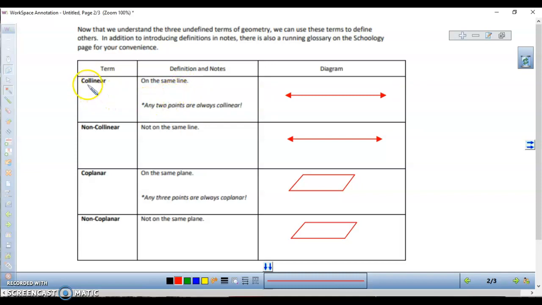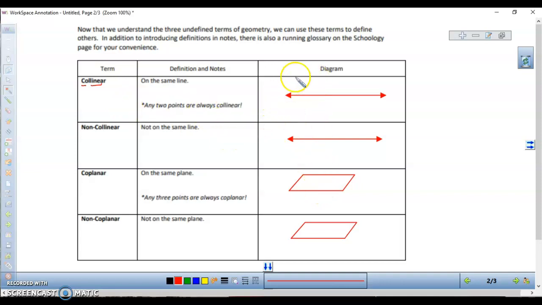All right. So collinear, if we break this word up and think about it, co means same, like for instance, co-ed, like a co-ed dorm, you know, boys and girls living in the same dorm. Co-workers, workers at the same place. So co is same. Linear, as you remember from algebra, is line. So collinear just means on the same line.